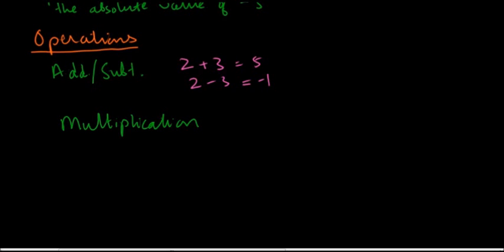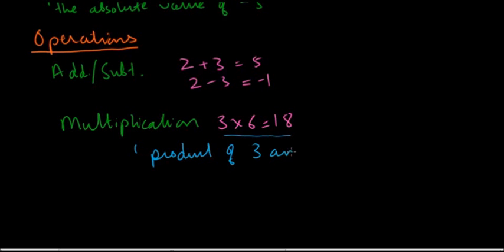Next, you could have multiplication. So again, pretty elementary. Let's say we have 3 times 6 equals 18. Now just in GRE terms, sometimes you'll see basically this thing said in words like this. Product of 3 and 6 is 18. So when you see this word product, it just means that you're multiplying two numbers together and the result is, in this case, 18.